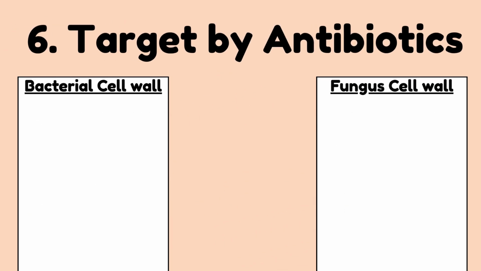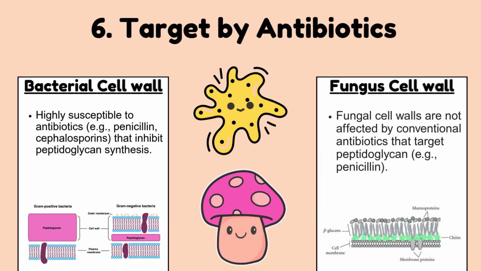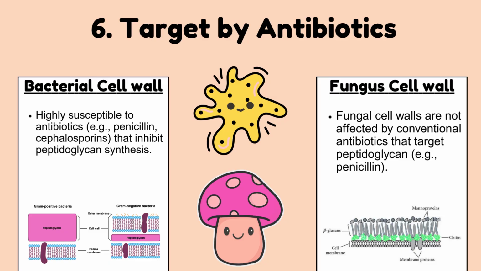Target by antibiotics. Bacterial cell walls are highly susceptible to antibiotics, for example, penicillin, cephalosporins, that inhibit peptidoglycan synthesis. Fungal cell walls are not affected by conventional antibiotics that target peptidoglycan, for example, penicillin.